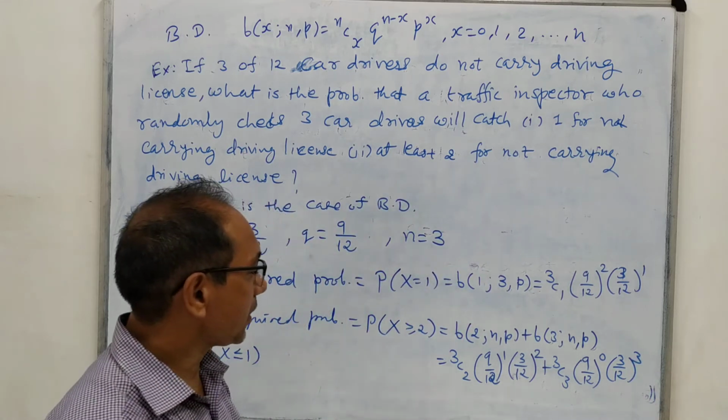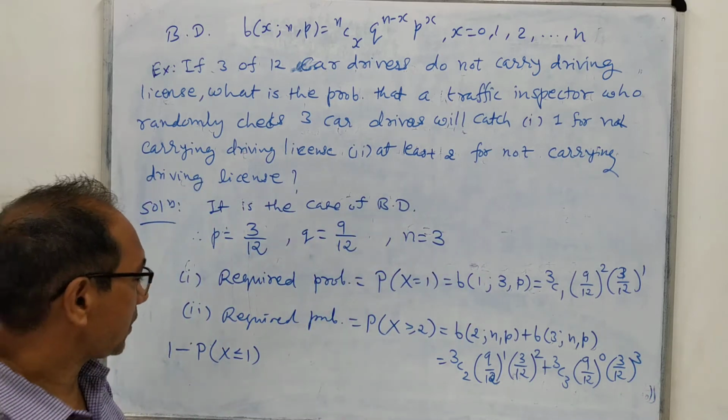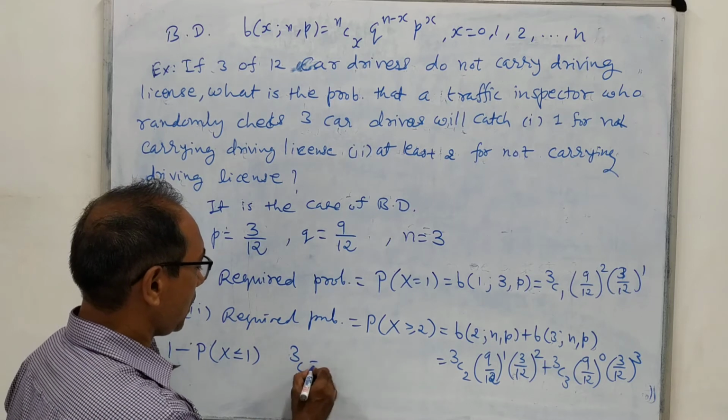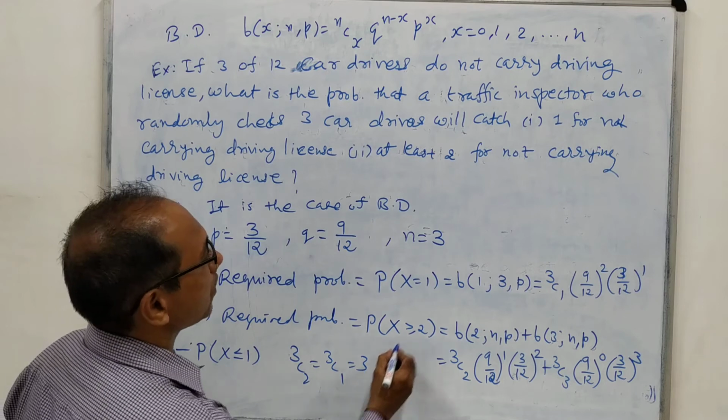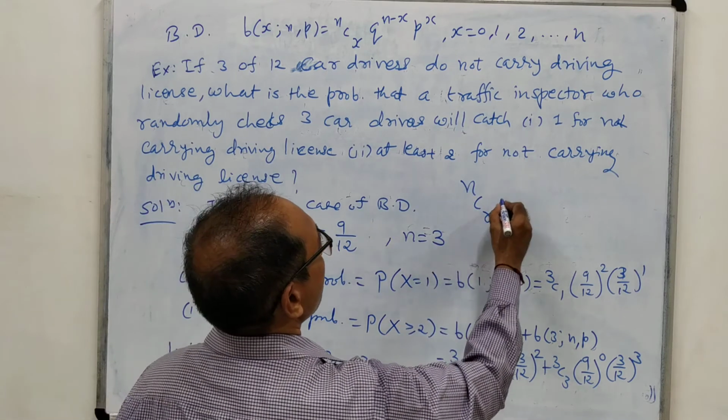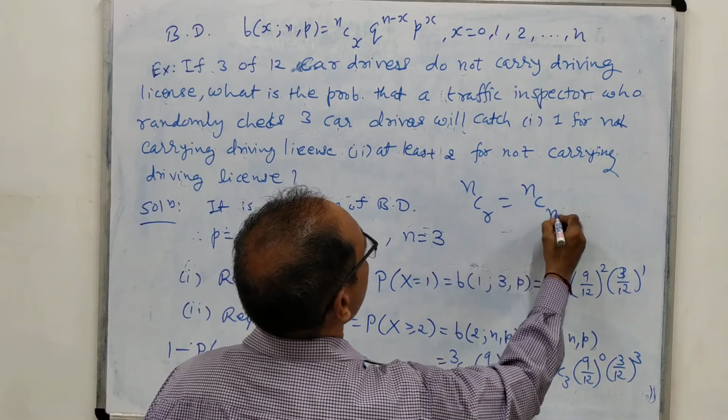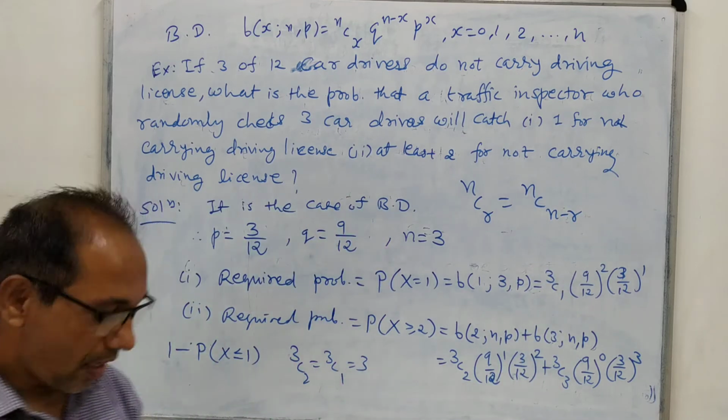So you can see here that 3C2 is 3. 3C2 is 3 because 3C2 is equivalent to 3C1. You must be knowing because nCr, I have already explained to you, nCr is nothing but nC(n minus r).